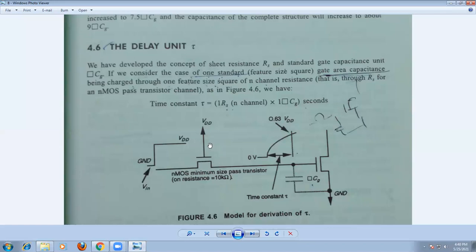So the resistance we are going to represent here, because the signal passes through this transistor, it must pass through the channel resistance here, this on resistance of the transistor.